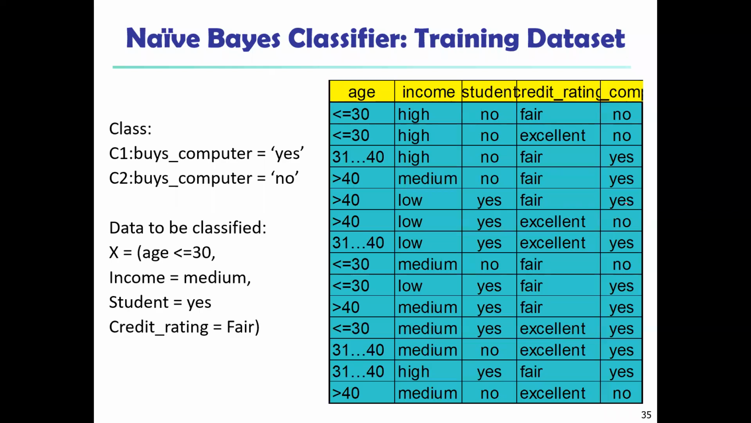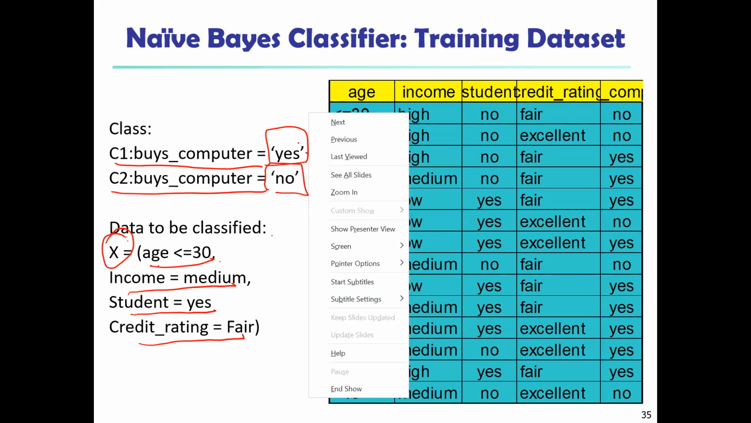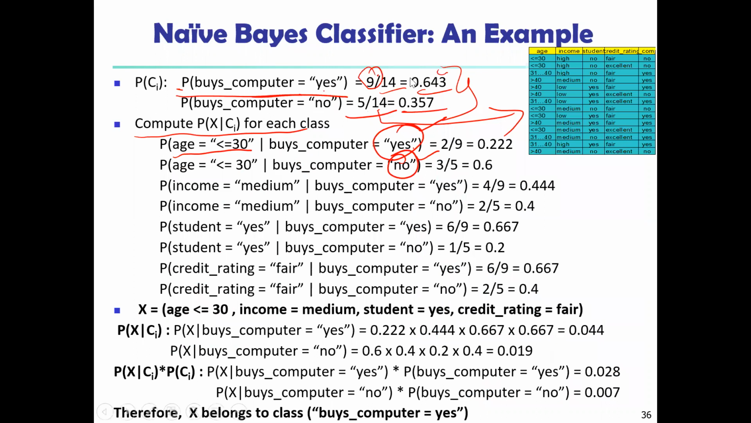So for this example, let us consider classes like class 1 as buys computer, yes class label, and class 2, no. Now the data to be classified is X, with age less than or equal to 30, income medium, student yes, credit rating fair. First we need to find how many yes are there for buys computer.